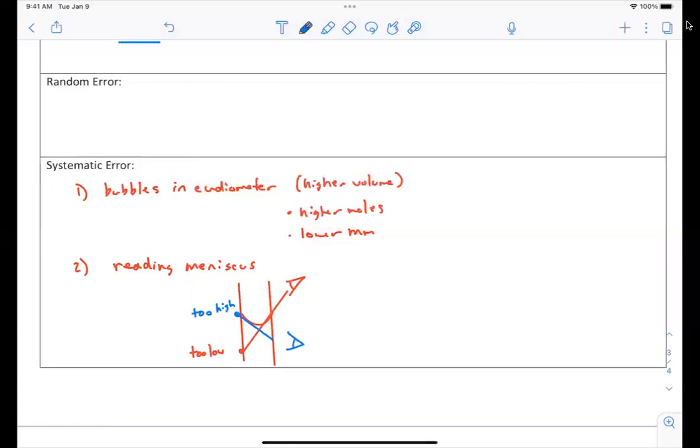Understand reading the meniscus, and it matters here because you're not doing the difference. In titration, it doesn't actually matter because you're finding the difference, and as long as you measure it the same way, it won't matter. But in eudiometry, you're only measuring it once, so it does actually affect your data.